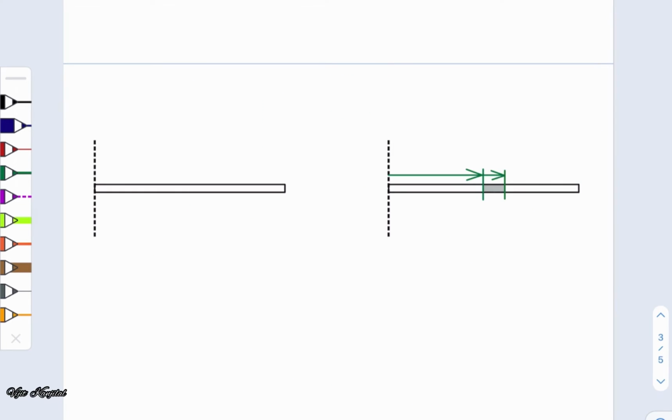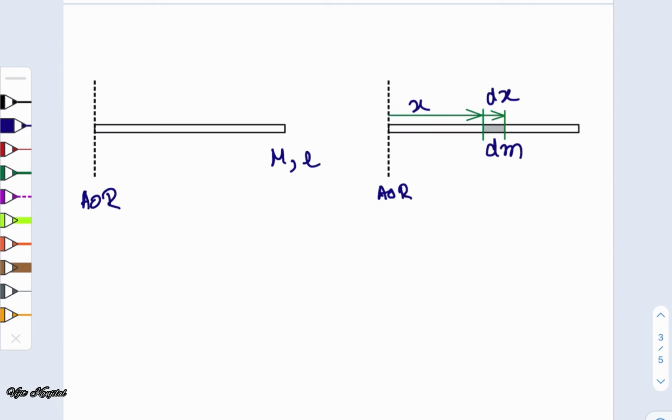Now let us try to calculate the moment of inertia of the same rod, which is of mass m and length L, with respect to an axis which is passing through one of its ends. So what do we do in this case? Again we follow the same traditional approach, that is, we consider an element which is located at a distance x from this particular axis of rotation and which is of thickness dx, and we consider the mass of this element as dm. So like before, dm would be simply m by L times dx.